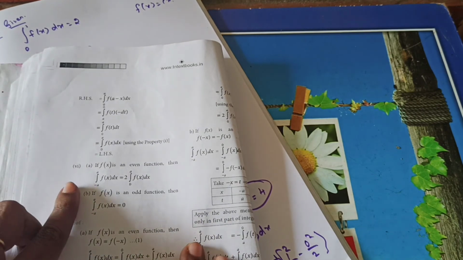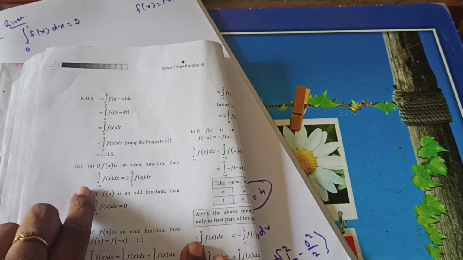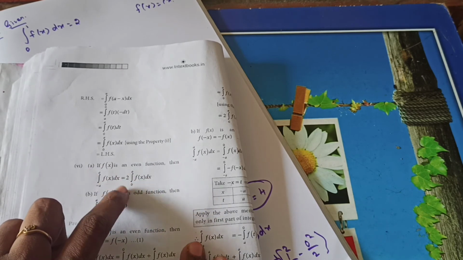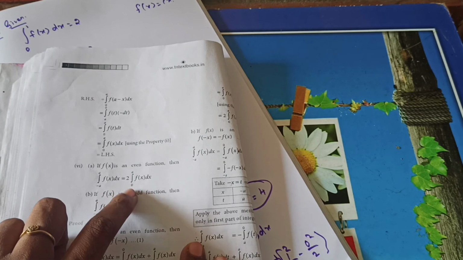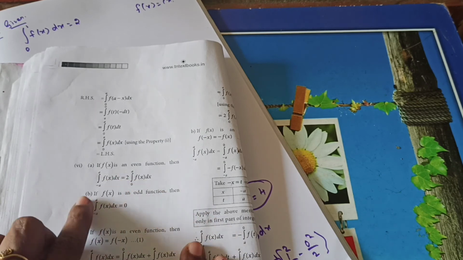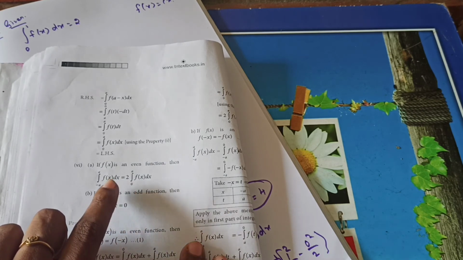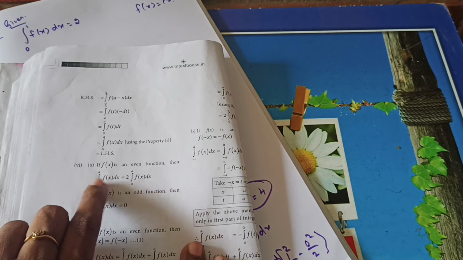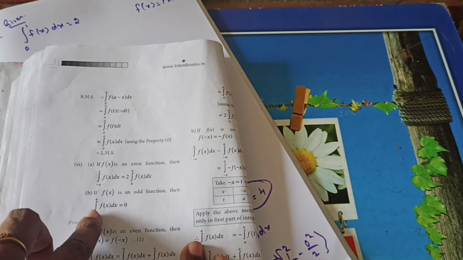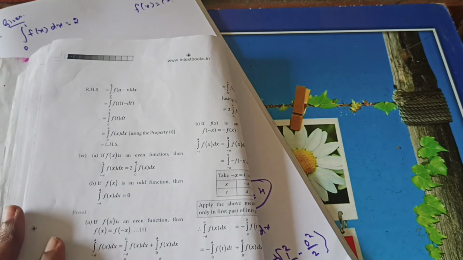Okay, come to the 6th property. If f of x is an even function, then integral of minus a to a f of x dx is equal to 2 into integral of 0 to a f of x dx. This one you need to prove. Second one, if f of x is an odd function, they will ask in one word. If f of x is an even function, then this value is equal to what? Then if f of x is an odd function, then what's the value? 0. So a proof also they may ask.